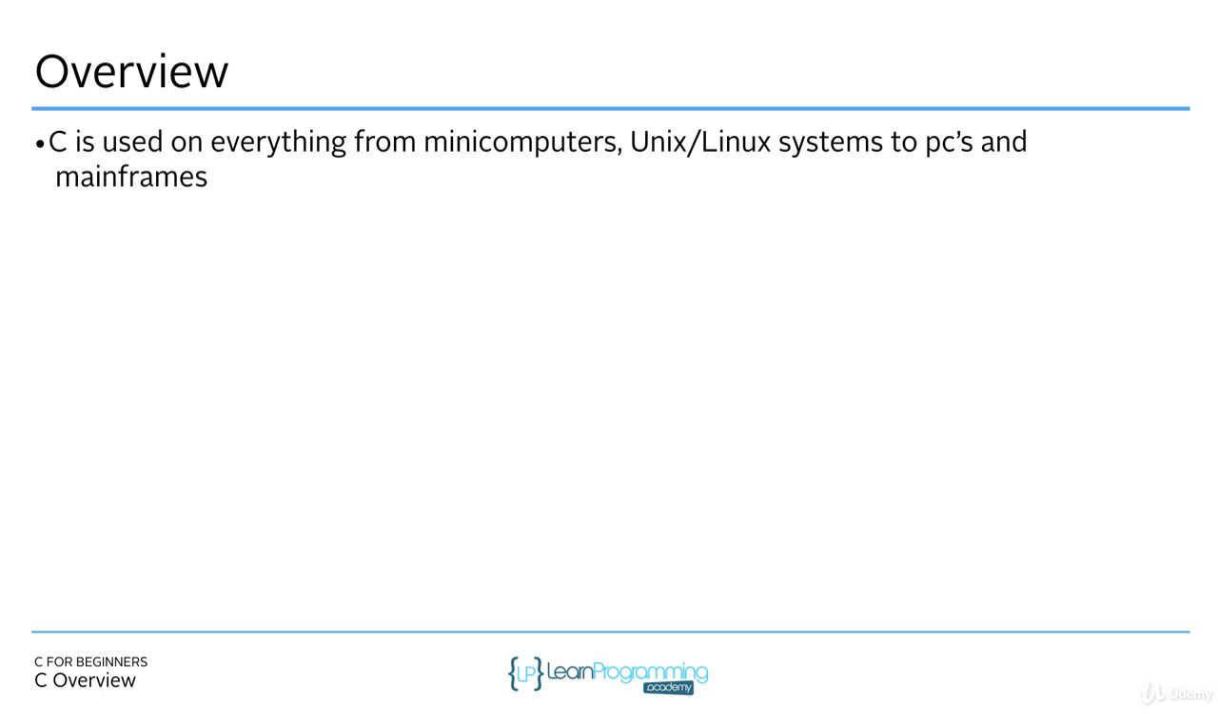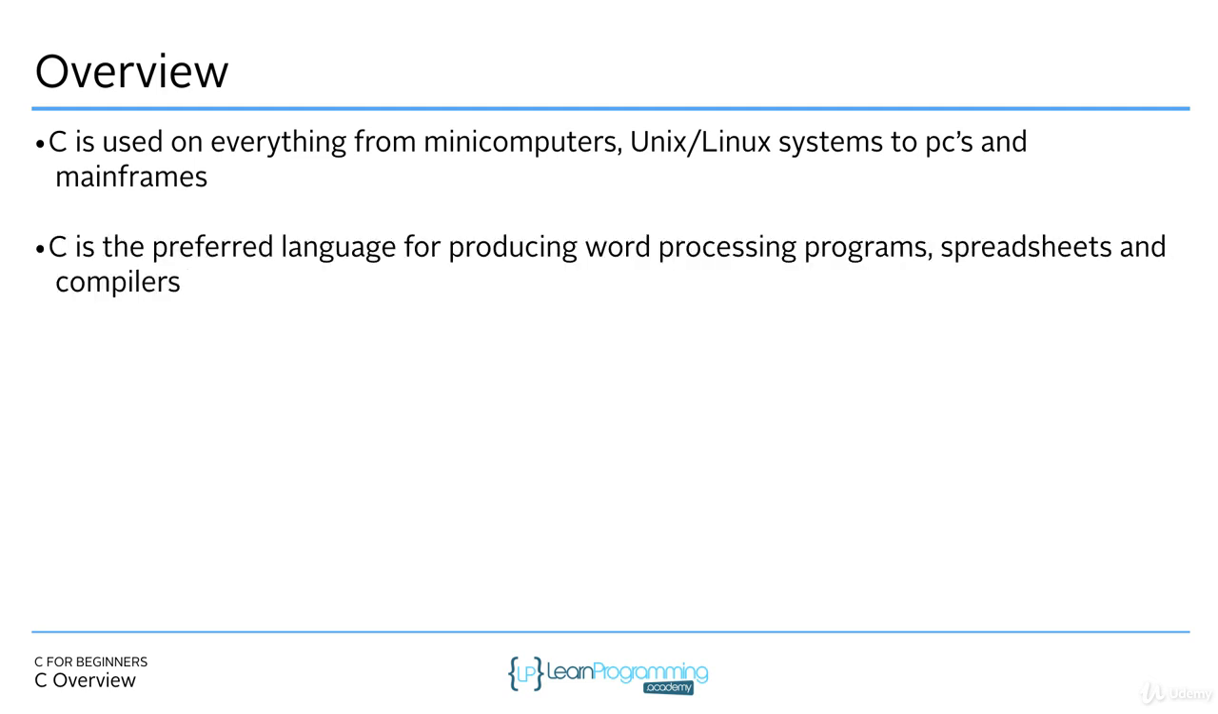It's used on everything from mini computers, different operating systems, mainframes. Like I said, it's widely used, so very useful to learn. It's the preferred language for producing word processing programs, spreadsheets, and compilers. A lot of compilers are written in C. We understood what the term compiler means from our last lecture. This is a reminder: it's what takes the source code and translates it to the instruction sets. So you can actually write a compiler, which is just a program, in the C language.